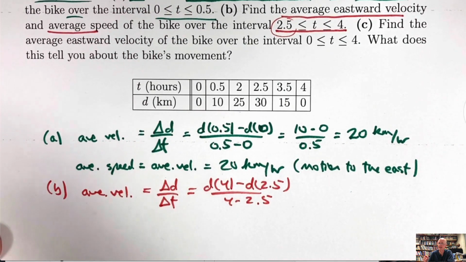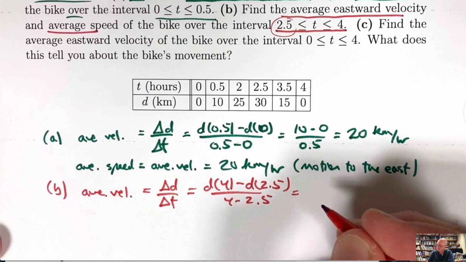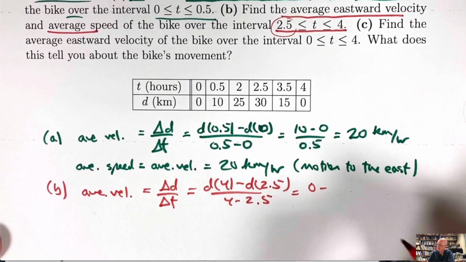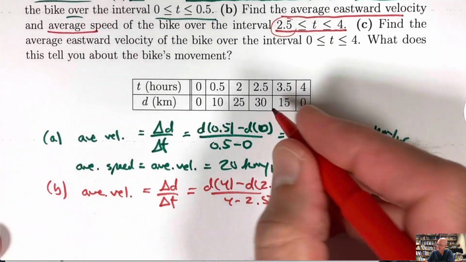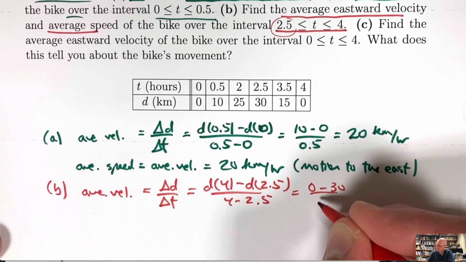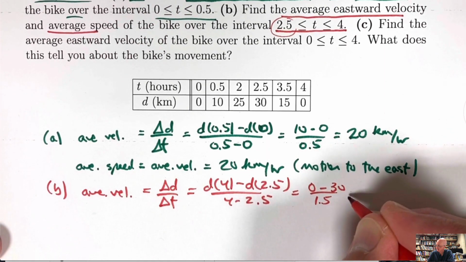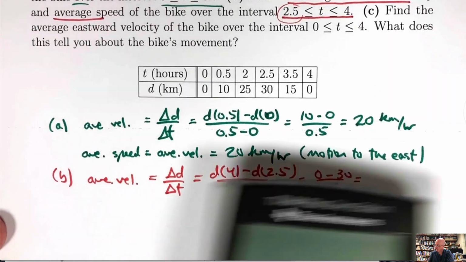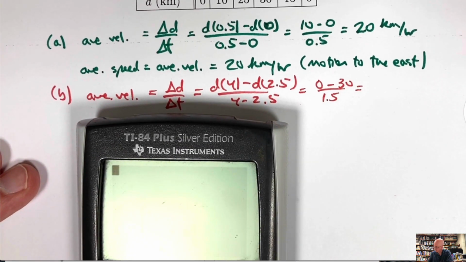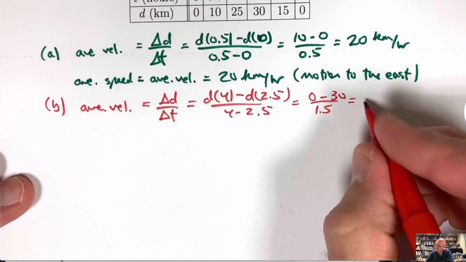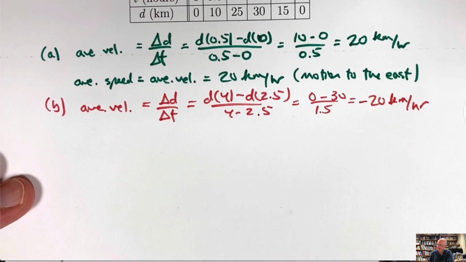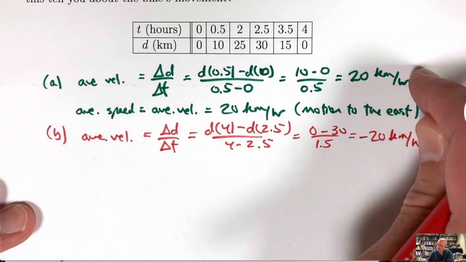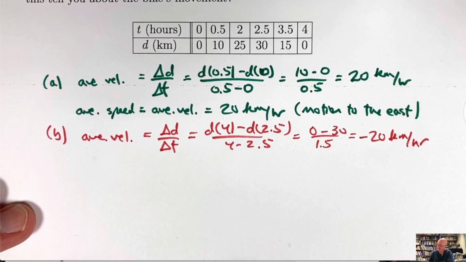Graphically, this is the slope of a secant line. That will be a negative slope. D of 4 is 0. This is not total distance traveled. It's distance eastward from home, position. D of 2.5 is 30. 4 minus 2.5 is 1.5. So we have negative 30 over 1.5. 30 over 1.5 itself is 20. So this becomes negative 20 kilometers per hour. Okay? Happens that the absolute value of this is the same as the answer for part A, but that didn't have to happen. That's just a coincidence.